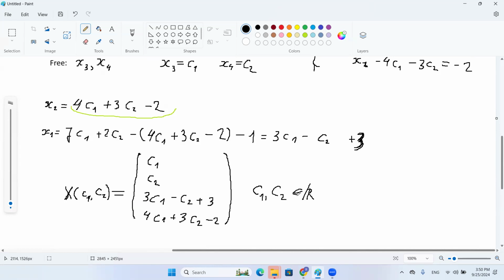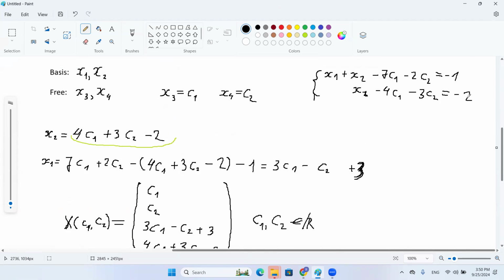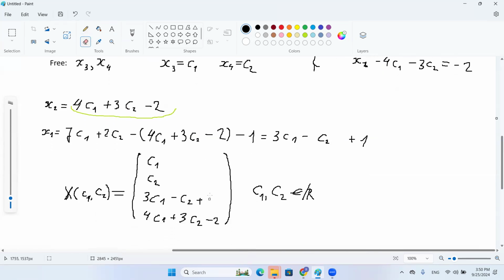Daniil, which questions do you have? I think x1 equals 3c1 minus c2 and plus 1. Plus 2, minus 1. Yeah, so I corrected to an incorrect value. Thank you. Something is not good with attention by the evening. And now everything is correct.